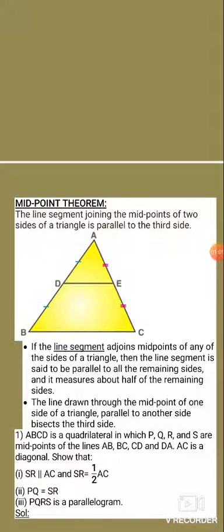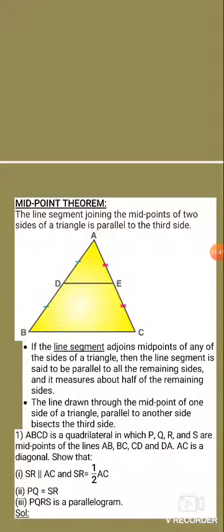And now listen carefully. If a line segment joins the midpoints of any two sides of the triangle, then the line segment is parallel to the remaining side, and it measures half of the remaining side. Here we mark the midpoints of the sides AB and AC. Now, which one is the line segment? DE. So DE is parallel to BC.